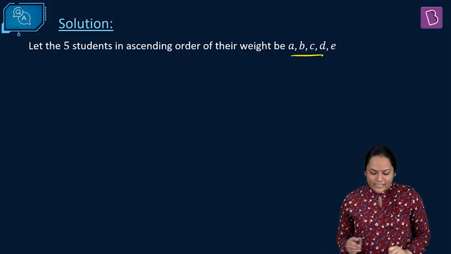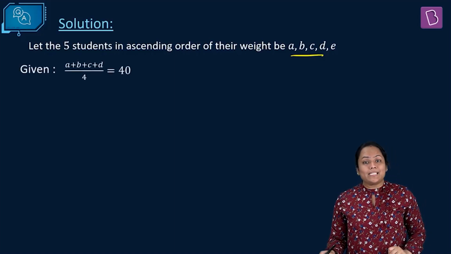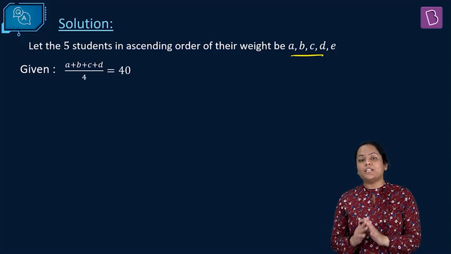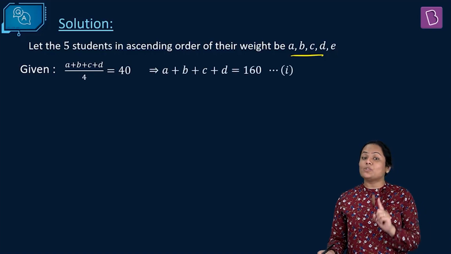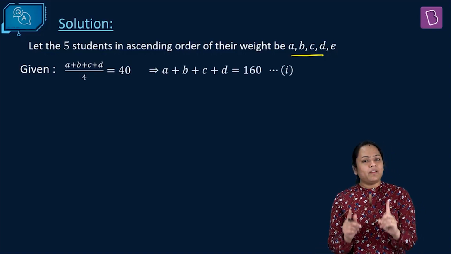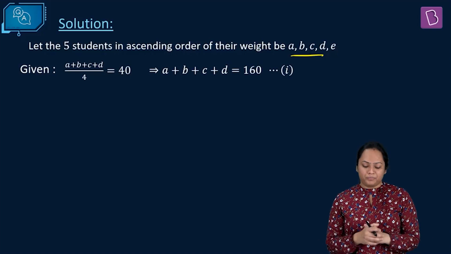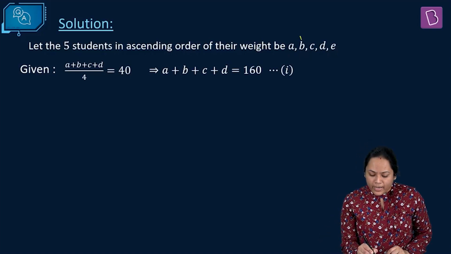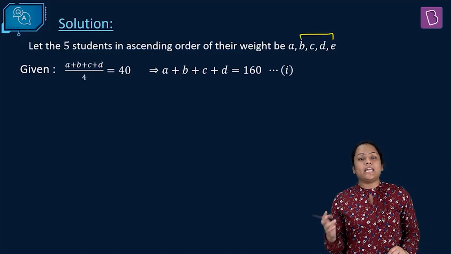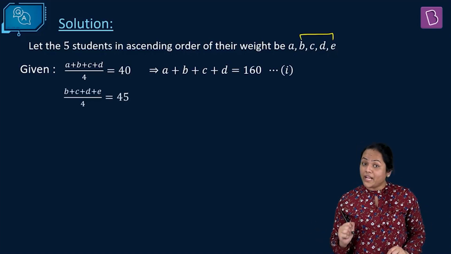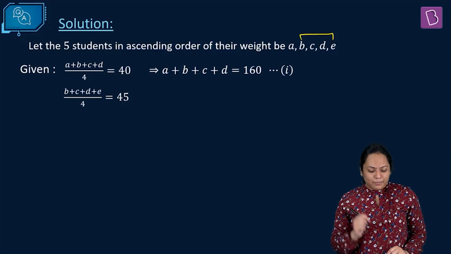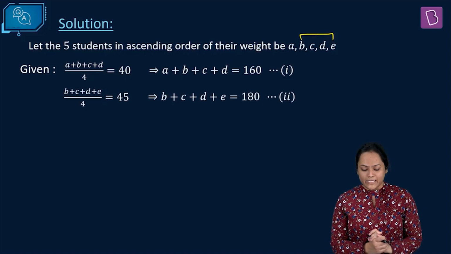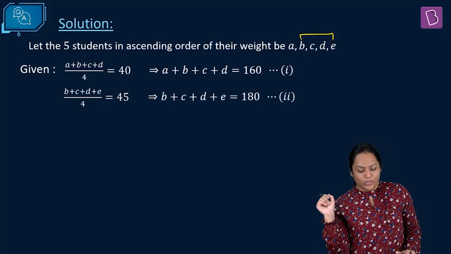So that means I can say that (A + B + C + D)/4 is 40, and from here the sum A + B + C + D will come out as 160. Let me take this as my first equation. Clear? Okay. Further, they have also said that the average weight of the four heaviest ones, that is B, C, D and E, is given to me as 45. So from here again, B + C + D + E will be 4 into 45, that is 180. Let me take this as my second equation.